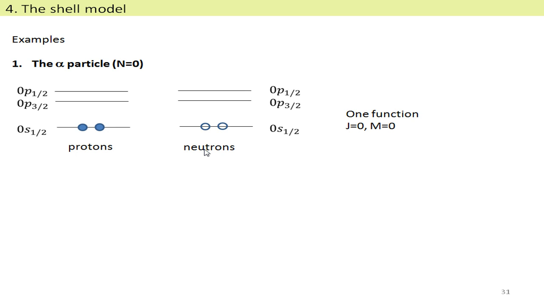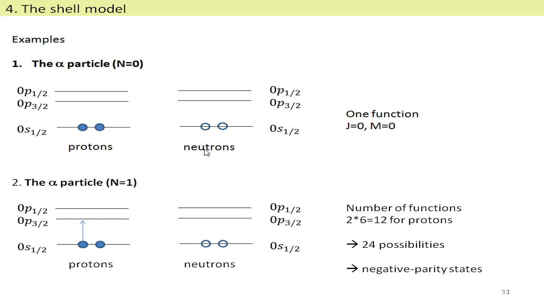Here is a very simple example with the alpha particle. If you just consider the lowest state, you have 2 protons in the S shell, 2 neutrons in the S shell here. So you have only one function, and this function has spin 0 by definition. But it's a little bit more complicated if you introduce excitation of the alpha particle. So if you allow one proton to be excited to the P shell, you will have 6 possibilities to be in the P shell.